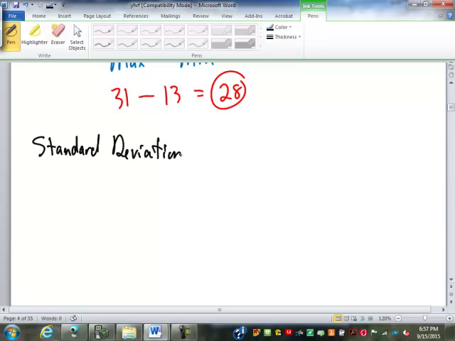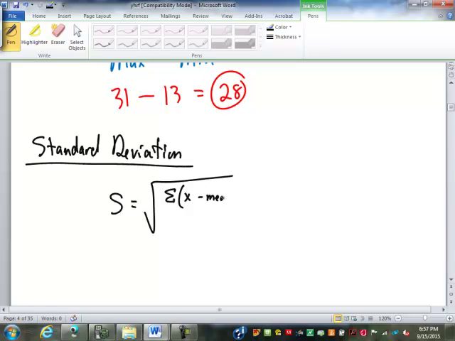What the standard deviation does is it finds the average distance of each number from the mean of the data. Now I'm going to put the formula up here. Don't panic. It looks kind of complicated. We're going to break it down step by step. The standard deviation, S, is equal to the square root of the sum of each number minus the mean, squared, divided by n minus 1.